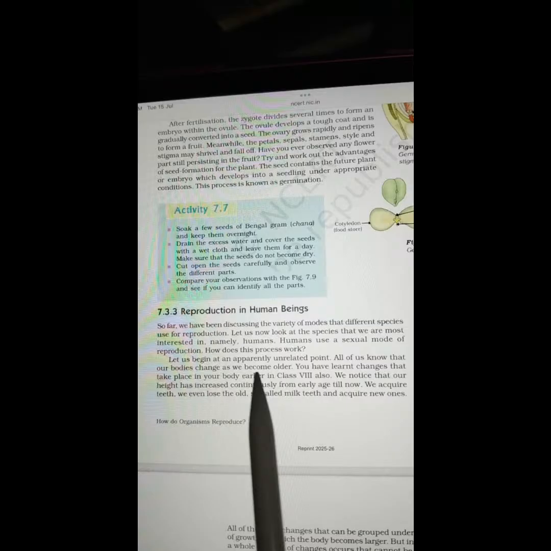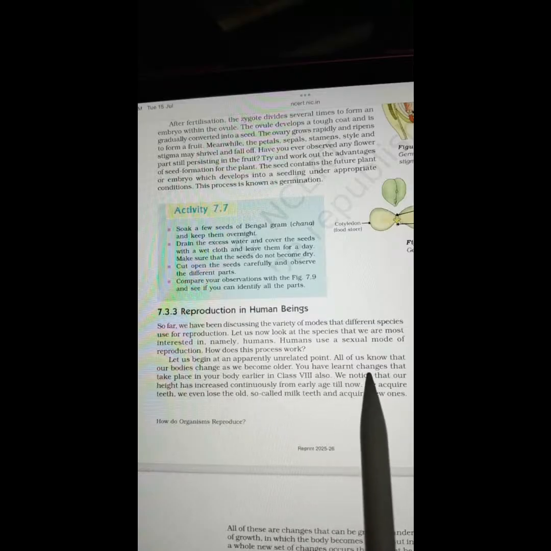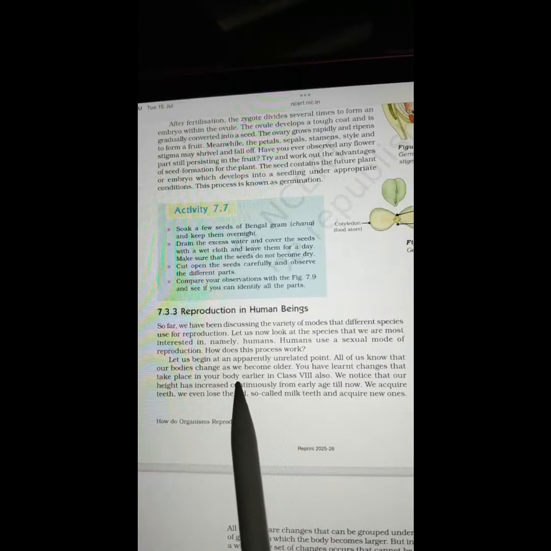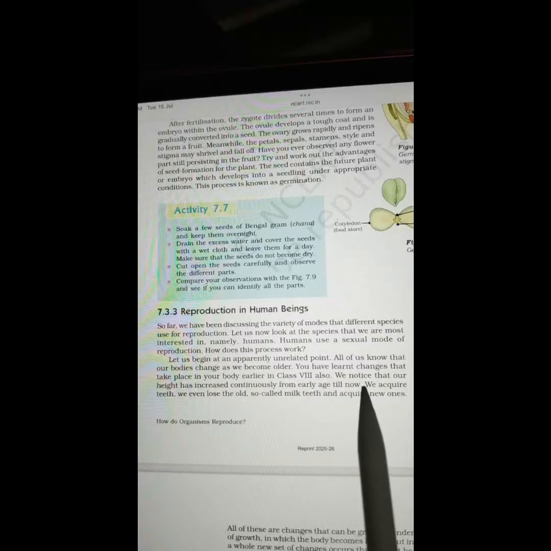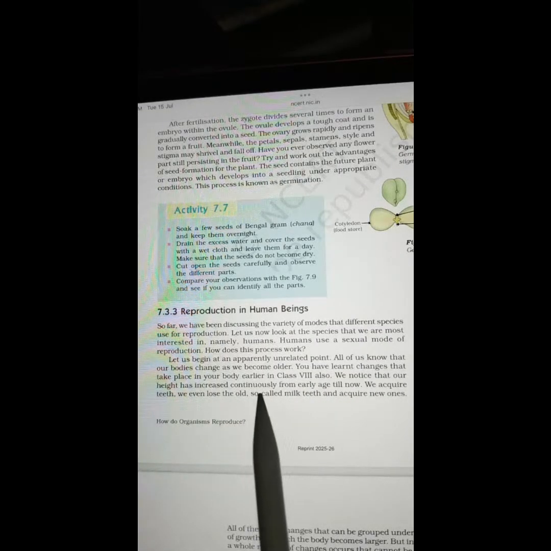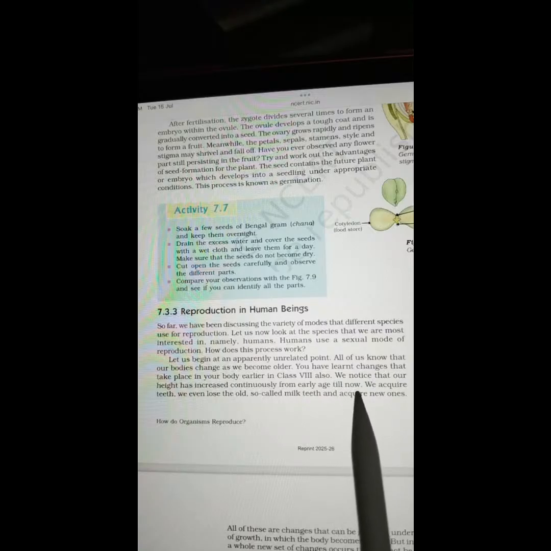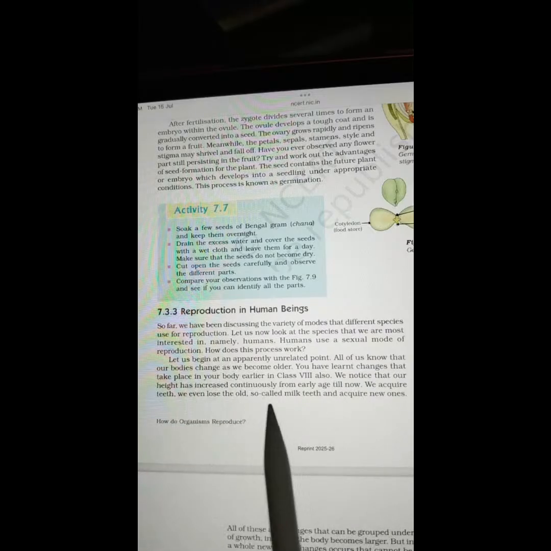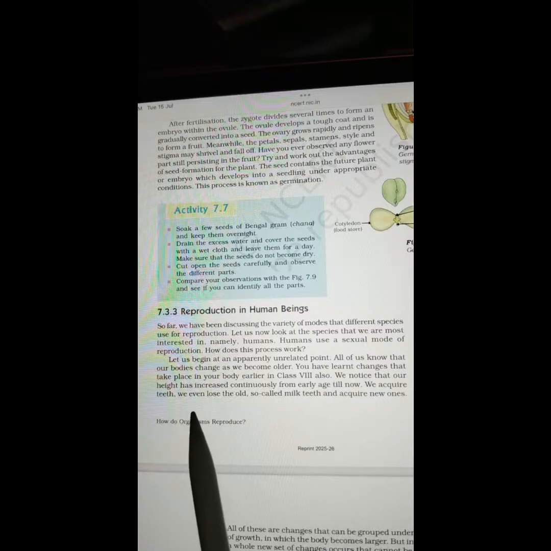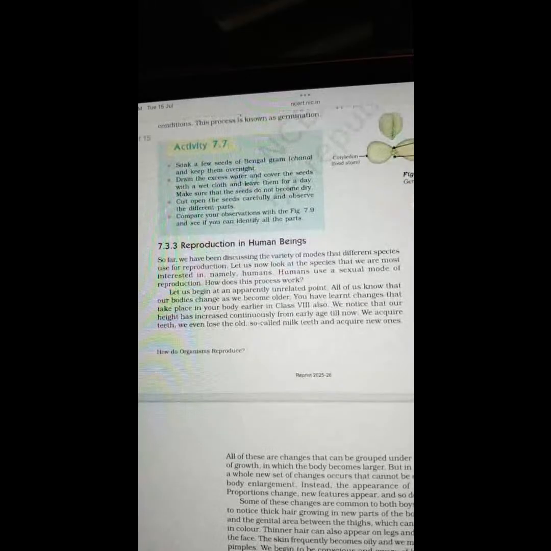Let us begin at an apparently unrelated point. All of us know that our bodies change as we become older. You have learned changes that take place in your body earlier in class 8. Also, we notice that our height has increased continuously from early age till now. We acquire teeth, we even lose the old so-called milk teeth and acquire new ones.